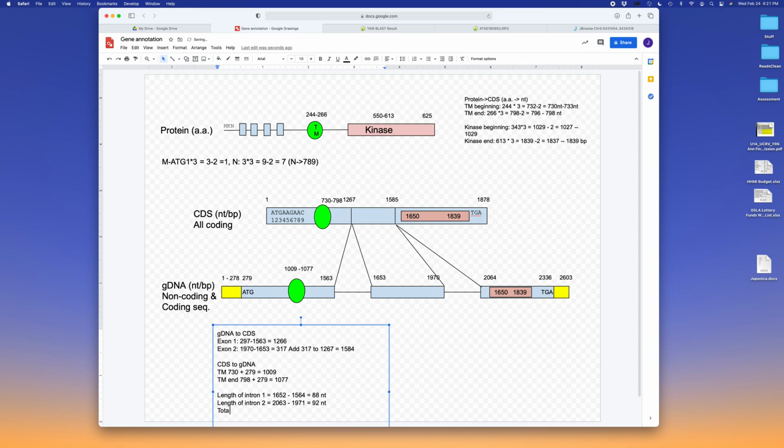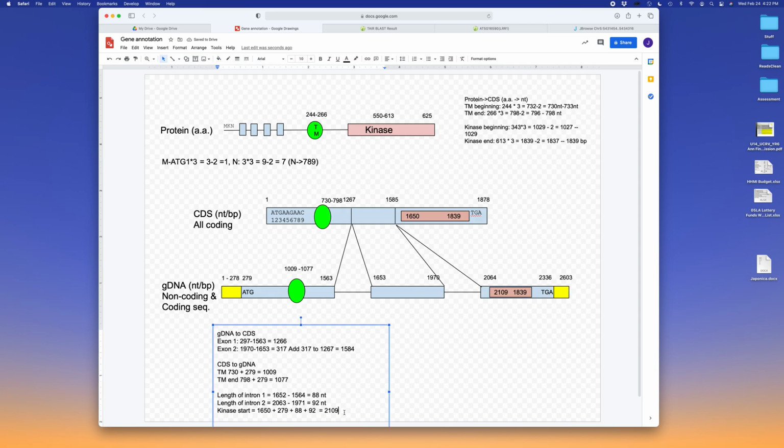Okay, so the total intron, let's go through that. So then this number, the kinase start, is going to be equal to 1650 plus 279 plus intron 1, 88, plus intron 2, 92. Okay? Then that's going to be what? 1650 plus 279 plus 88 plus 92 is 2109. Okay, so this number is 2109.